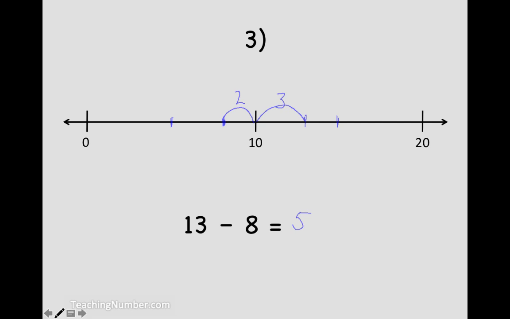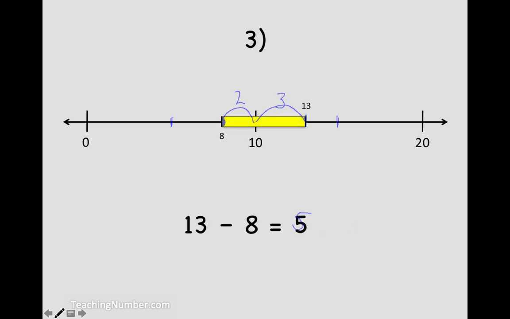Okay, let's check it out, see how accurate our model is. So 8 is pretty accurate, certainly reasonable, and that is a distance of 2 from 8 to 10. Oh, 13 was very accurate, and that is a distance of 3 from 10 to 13. So that means that 13 minus 8 equals 2 plus 3, which is 5.